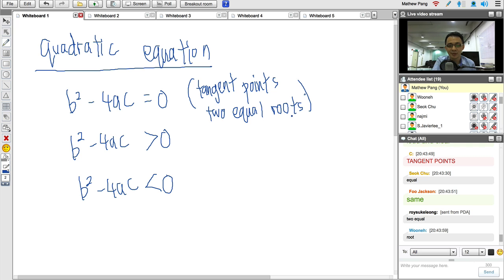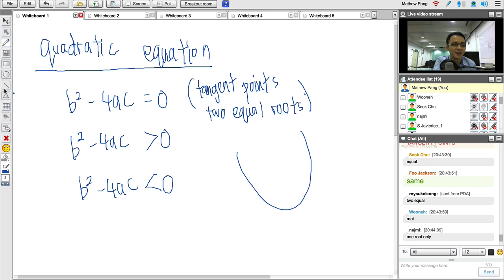Alright. So, okay, what is the meaning of tangent point? Tangent point is something like this. If I have a curve here, and my line over here only touches one point on the curve, then this point over here we call the tangent point. They only touch one point, we call it the tangent point.